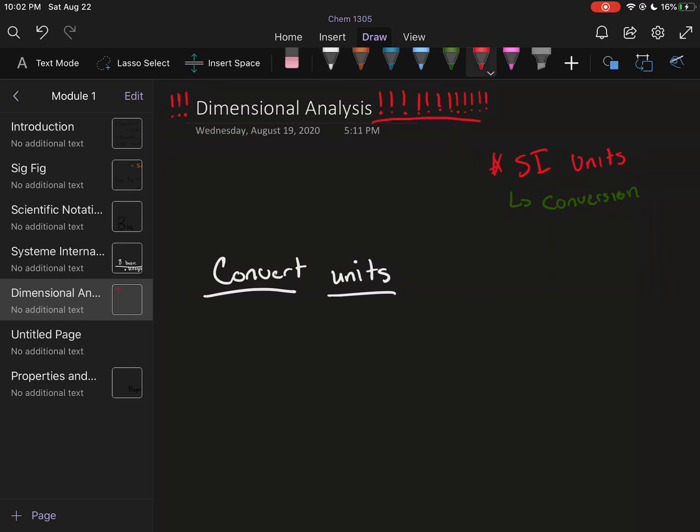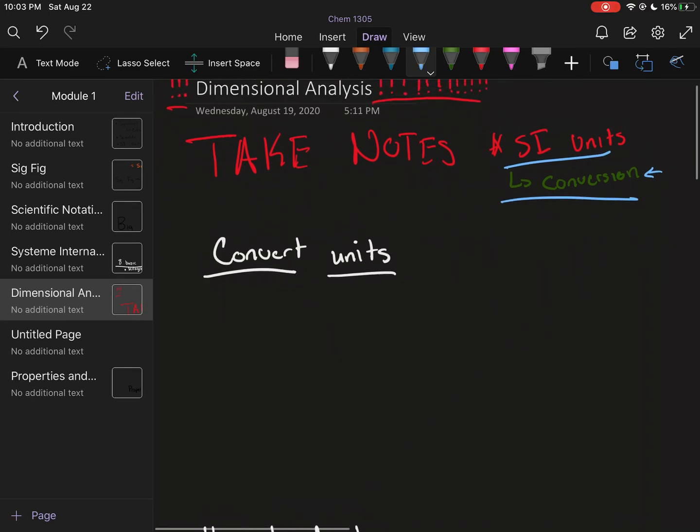So as you can see, I have a whole bunch of red exclamation points here because it's absolutely essential that you know this. So take notes. There is basically one thing that you really have to know when you start this unit, and this is SI units, more importantly conversions. Conversion factors, conversion ratios, conversions, it's whatever. Because dimensional analysis, as you can see, is a way we can convert units. So we can go from grams to milligrams to teragrams to micrograms, right?